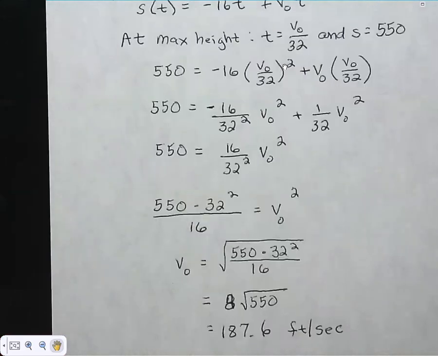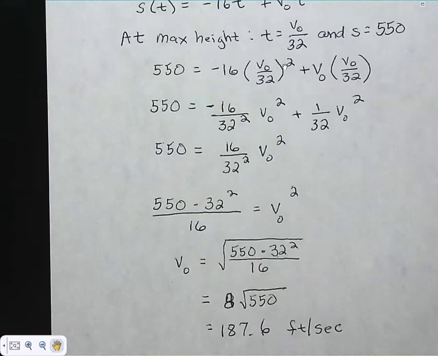But to do that, I have to use words all the way through. Some of you may just be able to look at it and go, well, if I do this and this and this, boom, there's the answer. And if you can do that and you get the right answer, I'm tickled for you. That's awesome. I can't. I have to think through it. I need the time when it reaches max height, and then I need the position at that time, and I need the position at that time to be 550. And then that's the equation I solved.